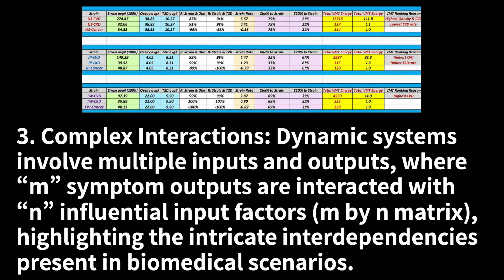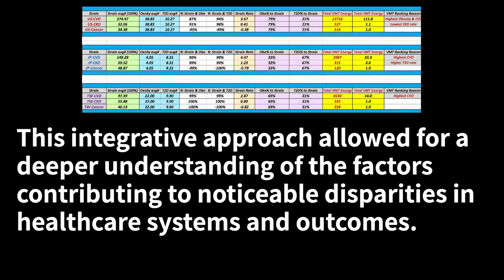3. Complex interactions. Dynamic systems involve multiple inputs and outputs, where M symptom outputs are interacted with N influential input factors, M by N matrix, highlighting the intricate interdependencies present in biomedical scenarios. This integrative approach allowed for a deeper understanding of the factors contributing to noticeable disparities in healthcare systems and outcomes.